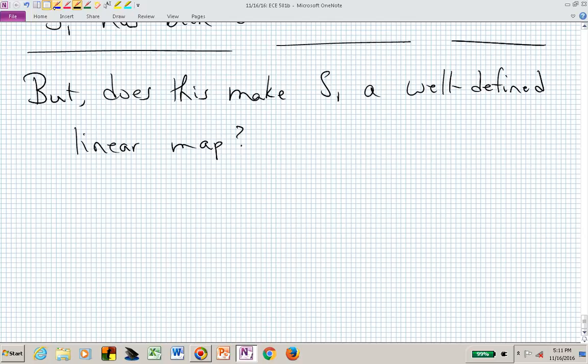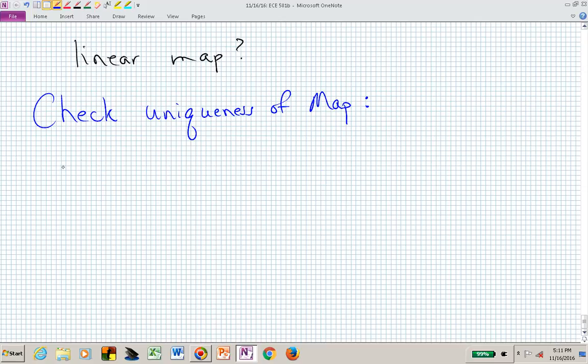The first piece that we want to check is sort of a catch-all term: to be a well-defined linear map, first it needs to be unique. So let's check uniqueness of the map. If it's not unique, then it's not going to work. So to check the uniqueness, our statement is as follows.